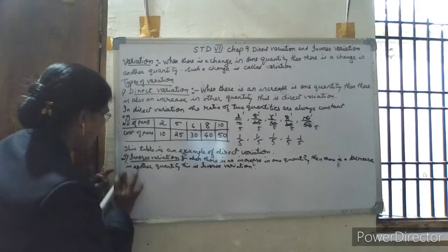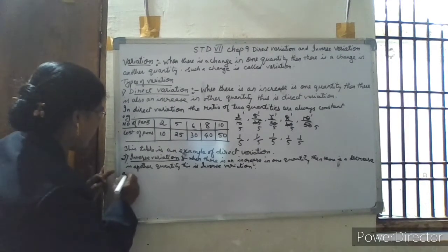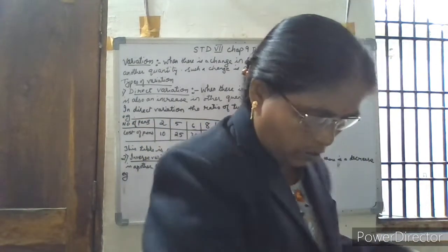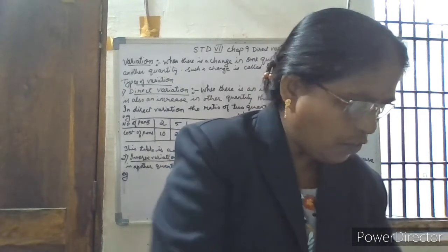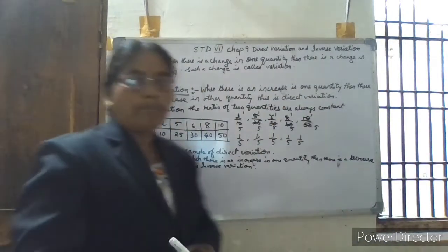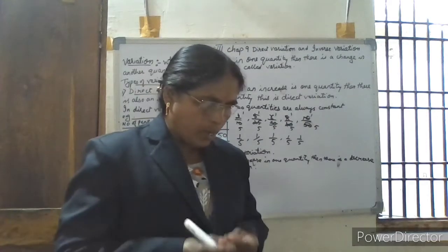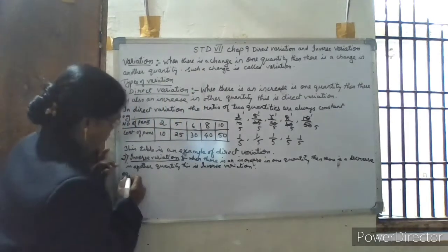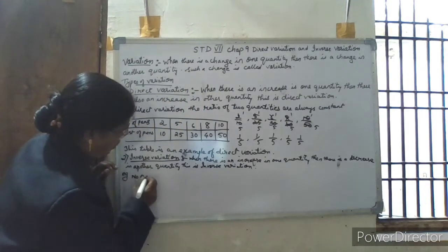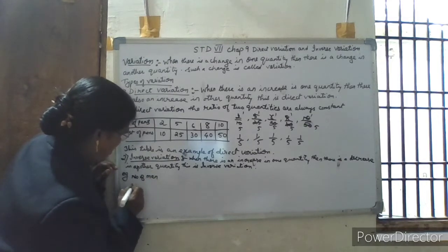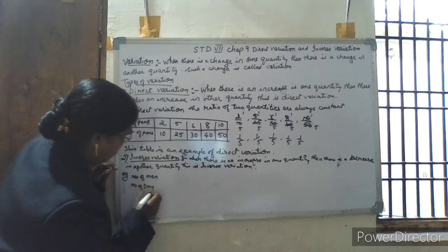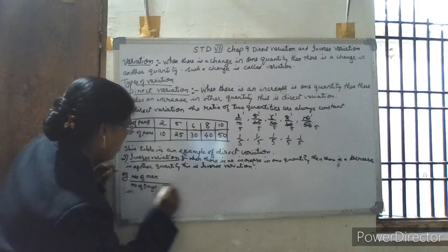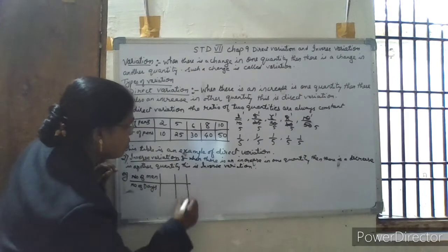For example, suppose I take an example of the number of men and the number of days required for them to do the work. So, number of men and number of days required to do the same work.